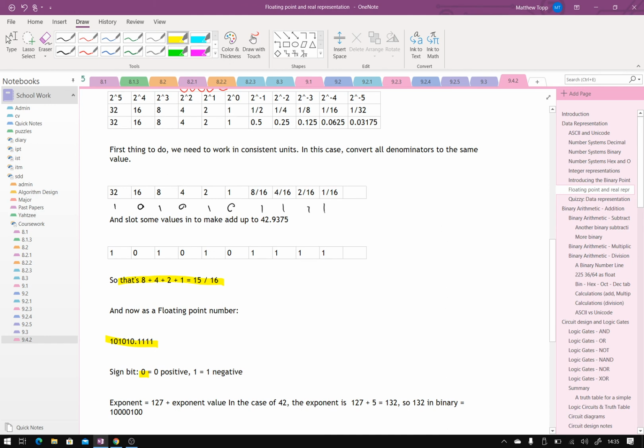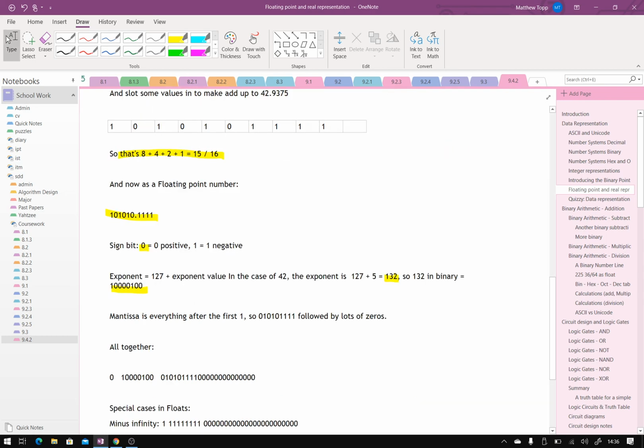So my exponent, because I shifted the binary point 5 steps to make it 1 point something, is 132. 132 in binary, as Todd just said, is 128 plus 4. Lots of zeros and ones. So the mantissa is everything. Now, here's the fun part.